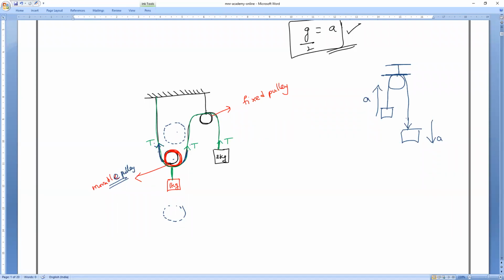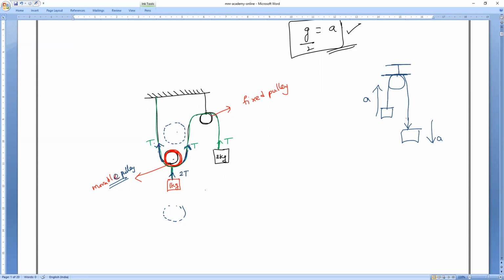Here tension is acting and here also tension is acting. So what is the tension in this string, everybody? Two tensions are acting in this. So what is the tension here? This is one tension and this is one tension. So here, what is the tension? 2T. Okay, so two times the tension.